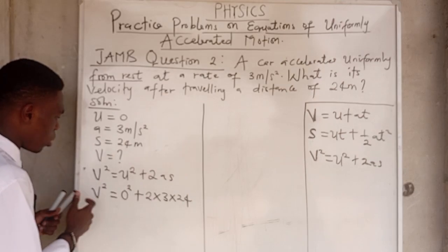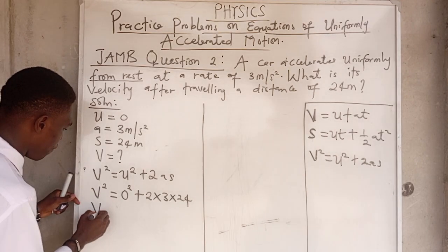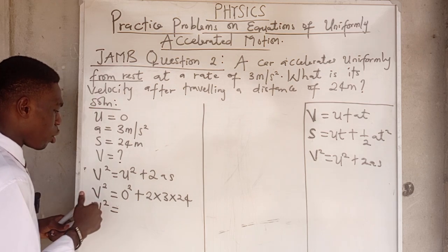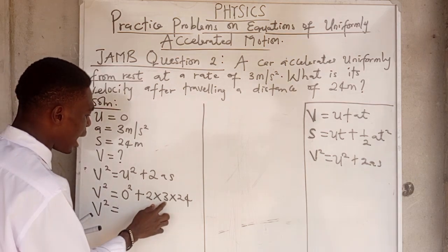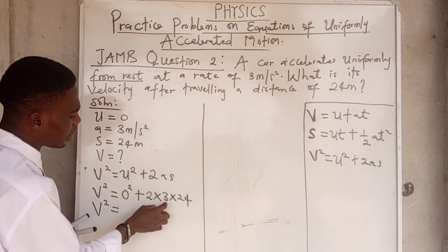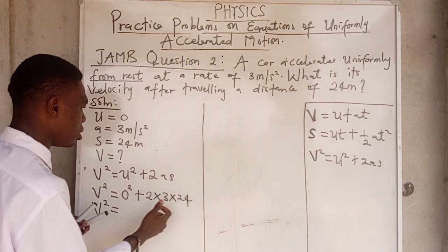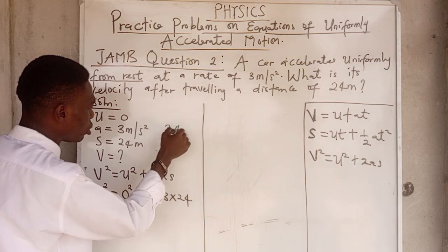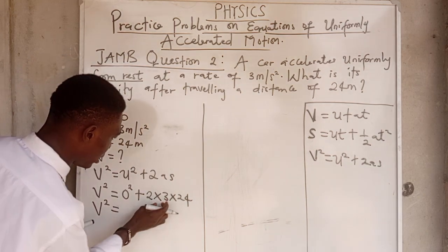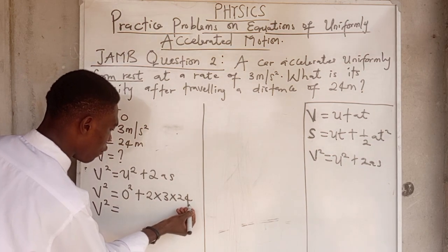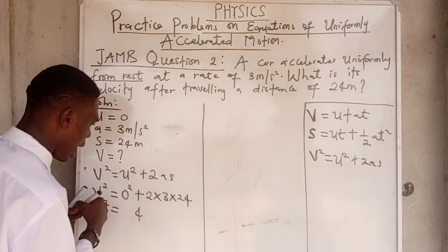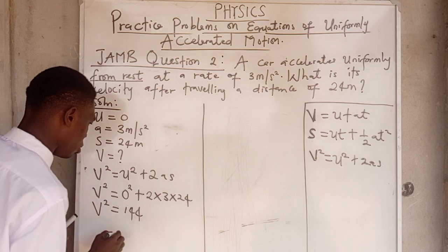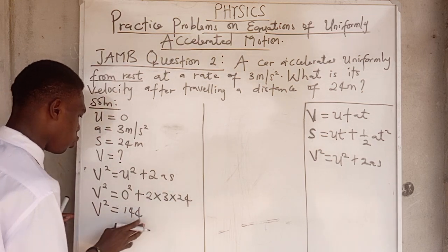The next thing to do is to simplify further. So v squared is equal to 0 squared, which is 0, and 0 is nothing. Next, 2 times 3 is 6. Now 6 times 24, I'll just tell you the answer is 144, but let's just get it. 6 times 4 is 24, write 4 and carry 2. Then 6 times 2 is 12, plus 2 is 14. So 2 times 3 times 24 is 144.